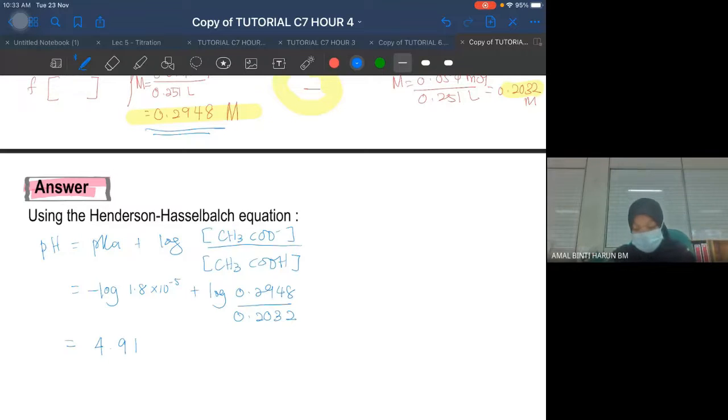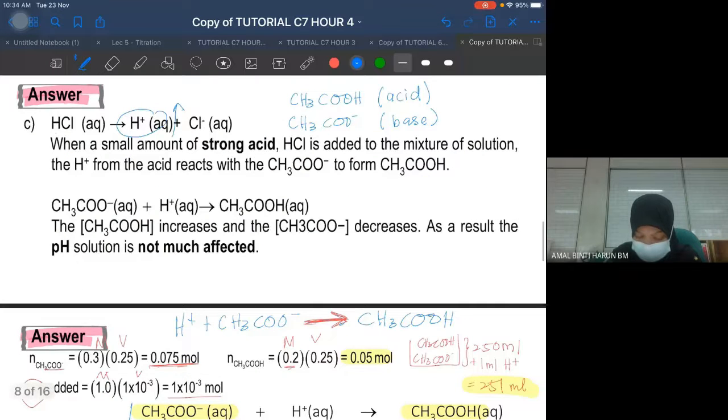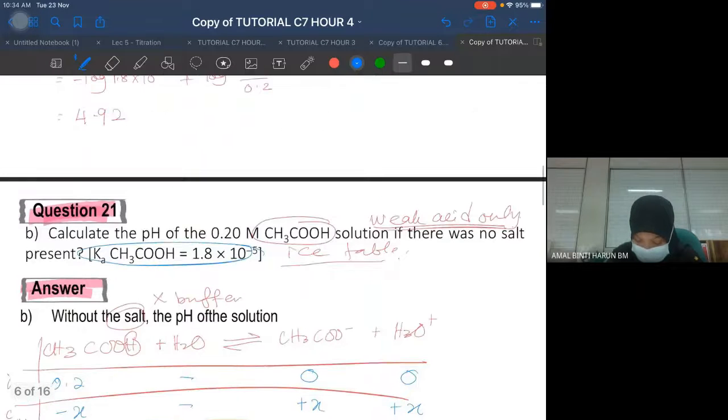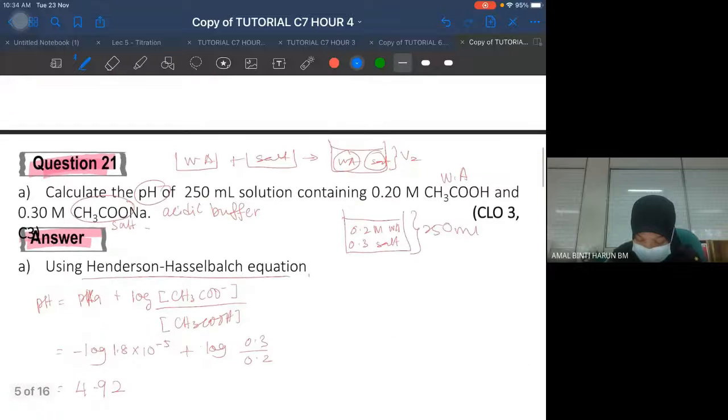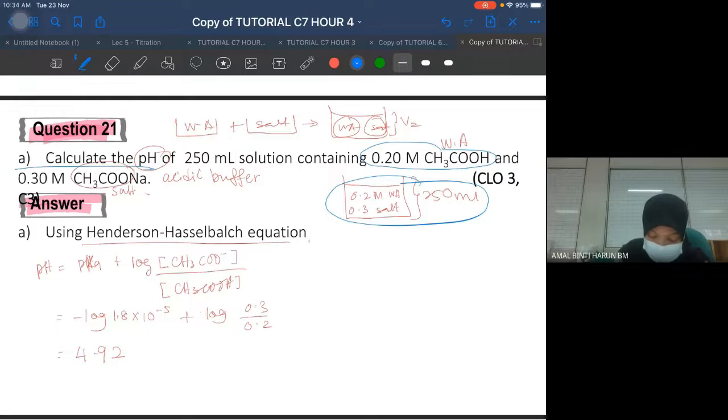Okay. Tengok tadi yang daripada weak acid, kita nak compare yang awal-awal. Yang buffer saja. This one. Yang hanya ada 0.2 molar acid, 0.3 molar salt. The acidic buffer. So dia punya pH adalah 4.92.